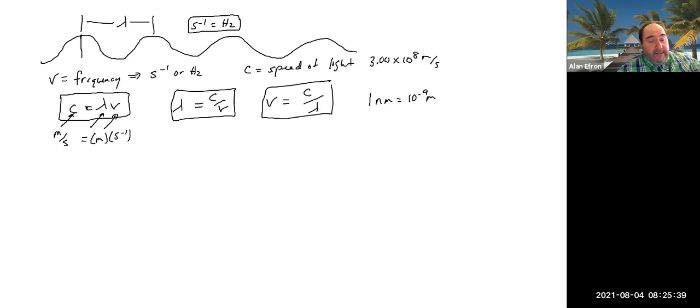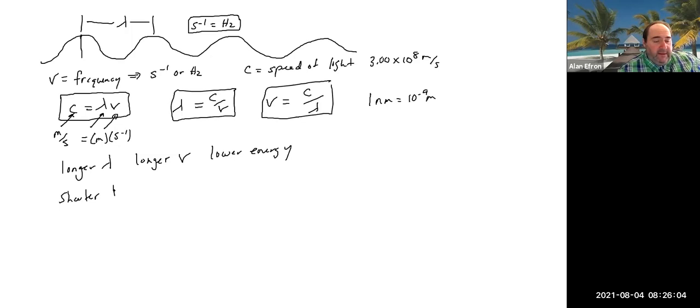We also talked about the relationship between the wavelength and energy. So when we have a longer wavelength, like the one I drew up there on top, we have a lower frequency, and that usually results in lower energy, and vice versa. If we have a shorter wavelength, like this one, we also have a higher frequency, and usually that results in higher energy.